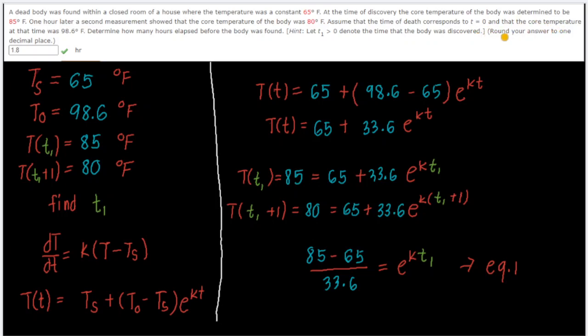This means that the core temperature of the dead body at the time t equal to 0 is 98.6 degrees Fahrenheit. This is the initial temperature of the dead body, T0 is equal to 98.6 degrees Fahrenheit. Now, at the time of discovery, the core temperature of the body was determined to be 85 degrees Fahrenheit. For some time t1, the dead body was found and its temperature is recorded as 85 degrees Fahrenheit.